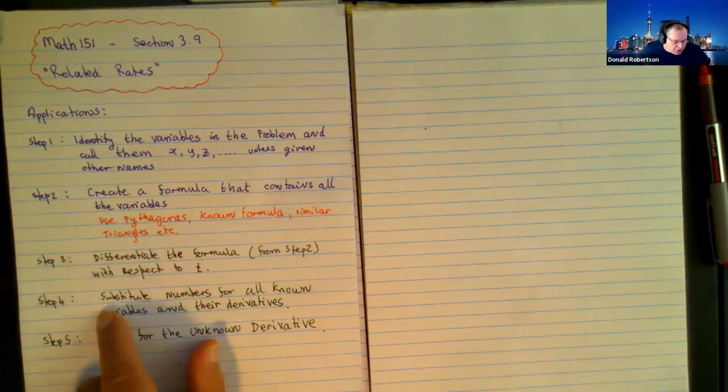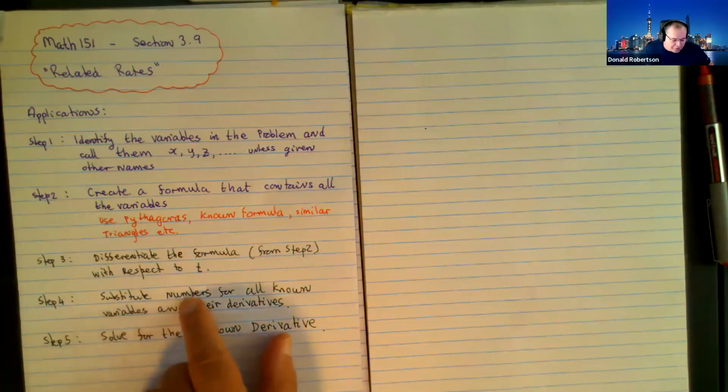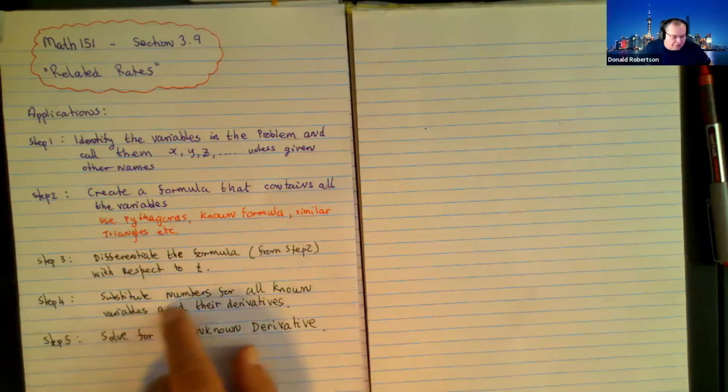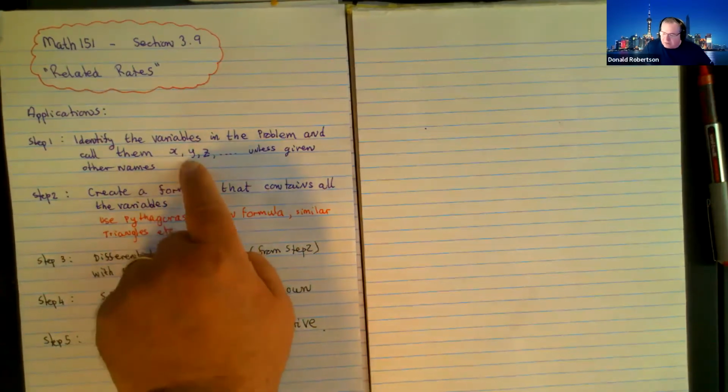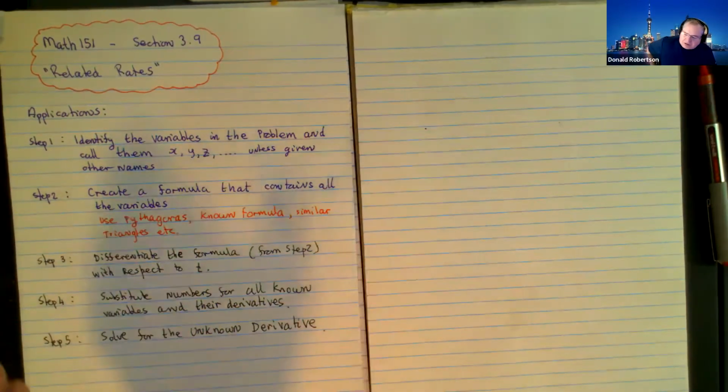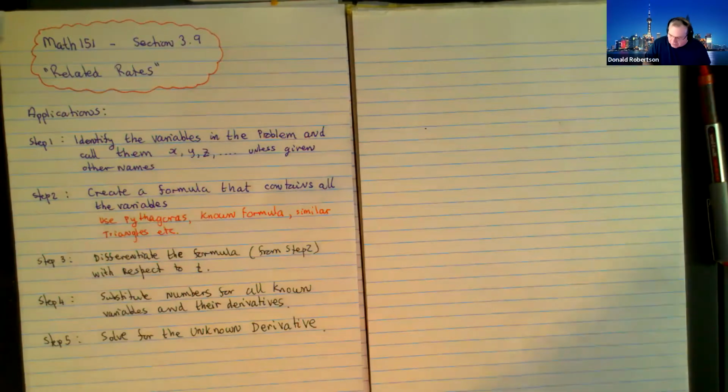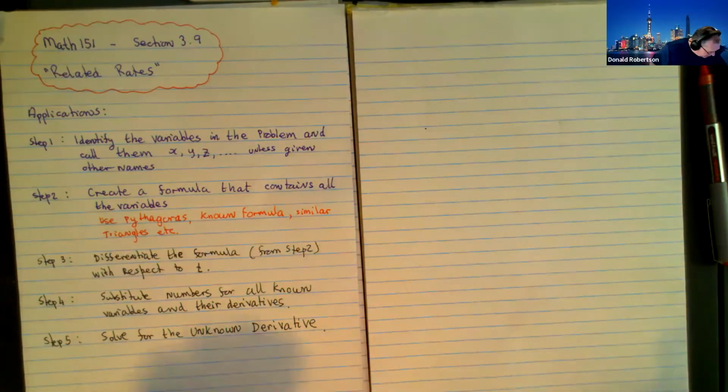Then in step 4, substitute numbers for everything, right? For the x, for the y, for the z, for the dx by dt, the dy by dt, right? Everything that you know, put in a number. And when you do that, there should only be one thing that you don't know, because that's the thing you've been asked to find right at the beginning. So you'll be finding dz by dt or dx by dt, or whatever it might be. And that's what step 5 is, to solve it. So that's kind of the general process.